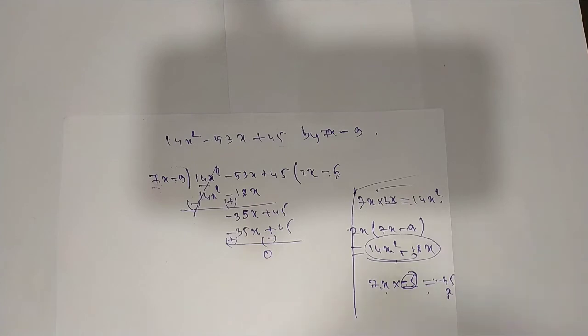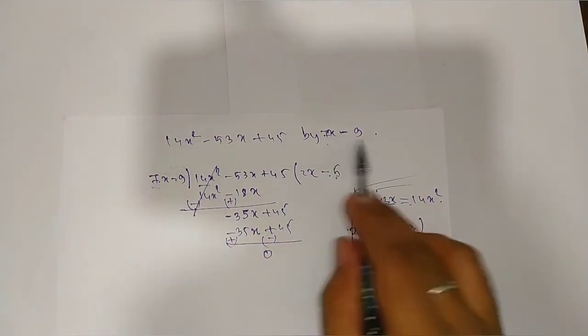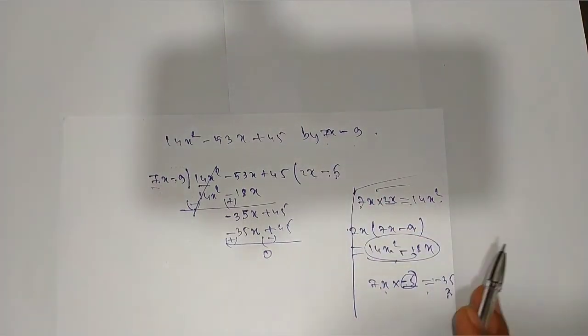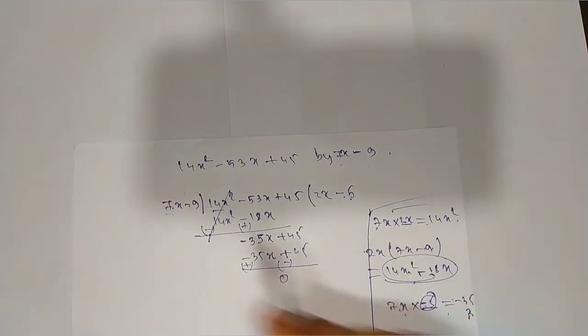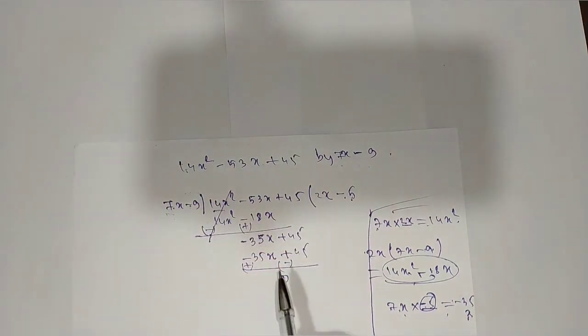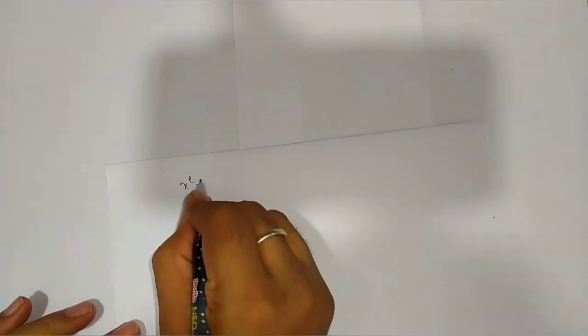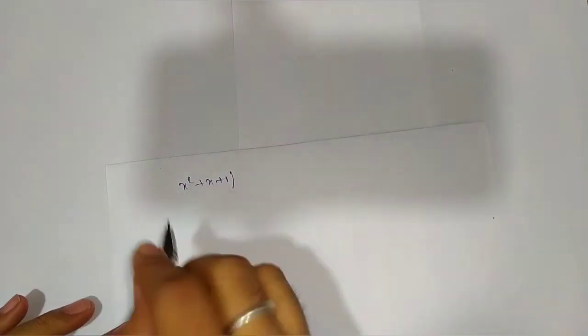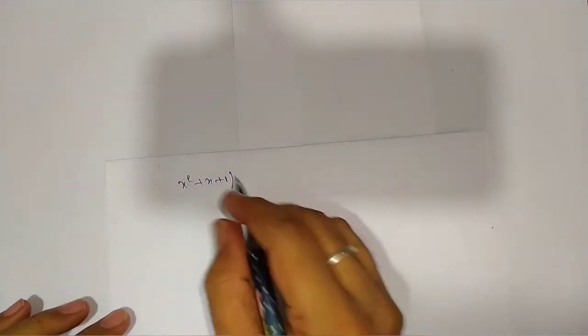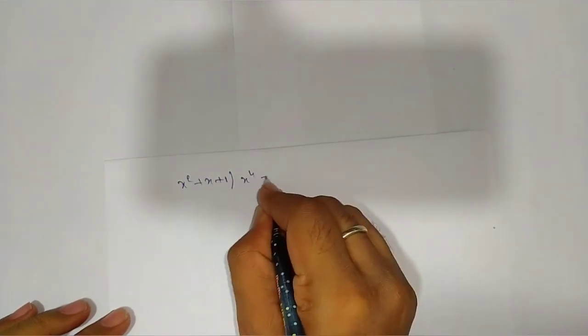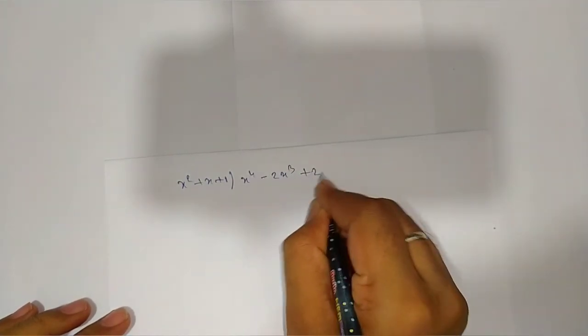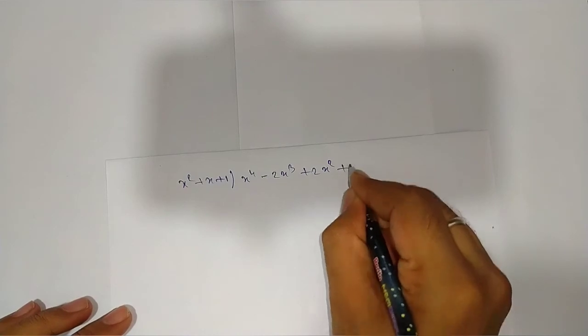Okay, one more problem. Right now you have taken a binomial divisor, and this is a trinomial, and here we'll go for a quadrinomial, meaning degree 4. So take one more problem. Your divisor I'll take as x square plus x plus 1, and I'm taking the dividend from your exercise: x to the power 4 minus 2x cube plus 2x square plus x plus 4.